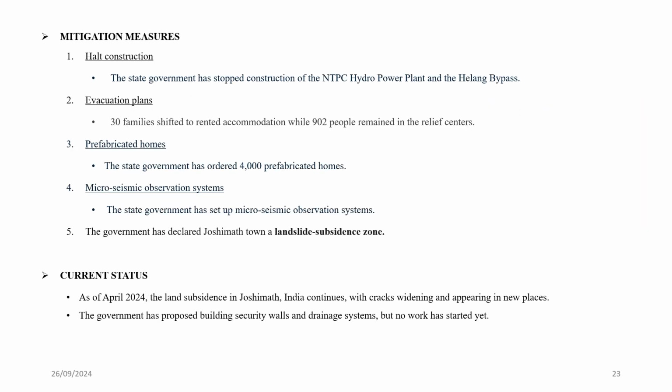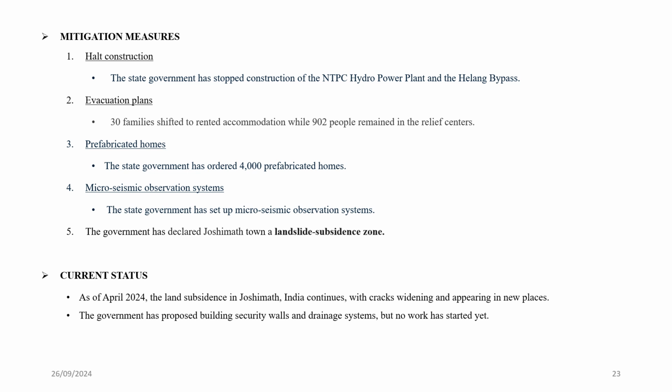Now let's see the various measures taken by the state government and central government to mitigate land subsidence in Joshimath. First, halt construction. The state government has stopped construction of the NTPC hydropower plant and the Helang bypass. Second, evacuation plan. 30 families have shifted to rented accommodations while 902 people remain in the relief centers. Third, prefabricated homes. The state government has ordered 4,000 prefabricated homes.